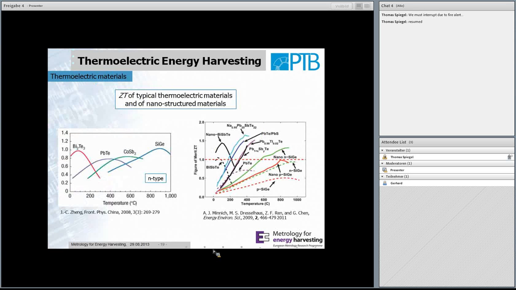Nevertheless, on the right graph, you can see a comparison of typical thermoelectric bulk materials and the corresponding nanostructured materials. For instance, here the dotted line is for the typical bulk material, silicon germanium, and the corresponding bold red line, in the same color, is the ZT value for the corresponding nanostructured material. You can see it is a factor of 2, depending on the temperature, better than the typical bulk material.